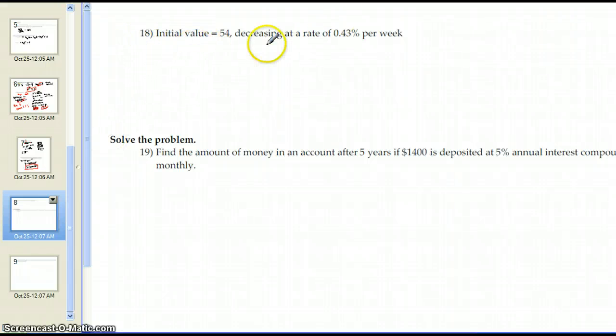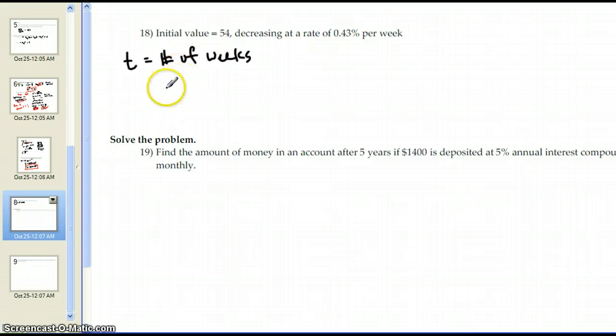Alright, 18 is a continuation of 17, so we're still doing the same thing. Initial value is 54, but now we're decreasing at a rate of 0.43 per week. Alright, so now t is number of weeks.